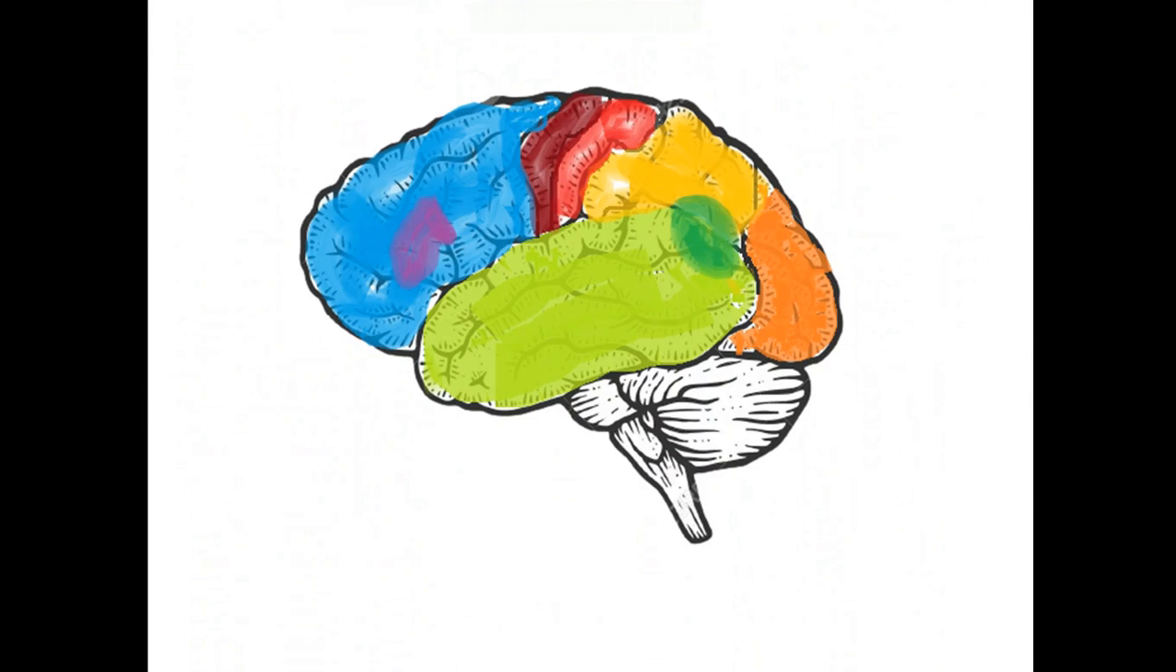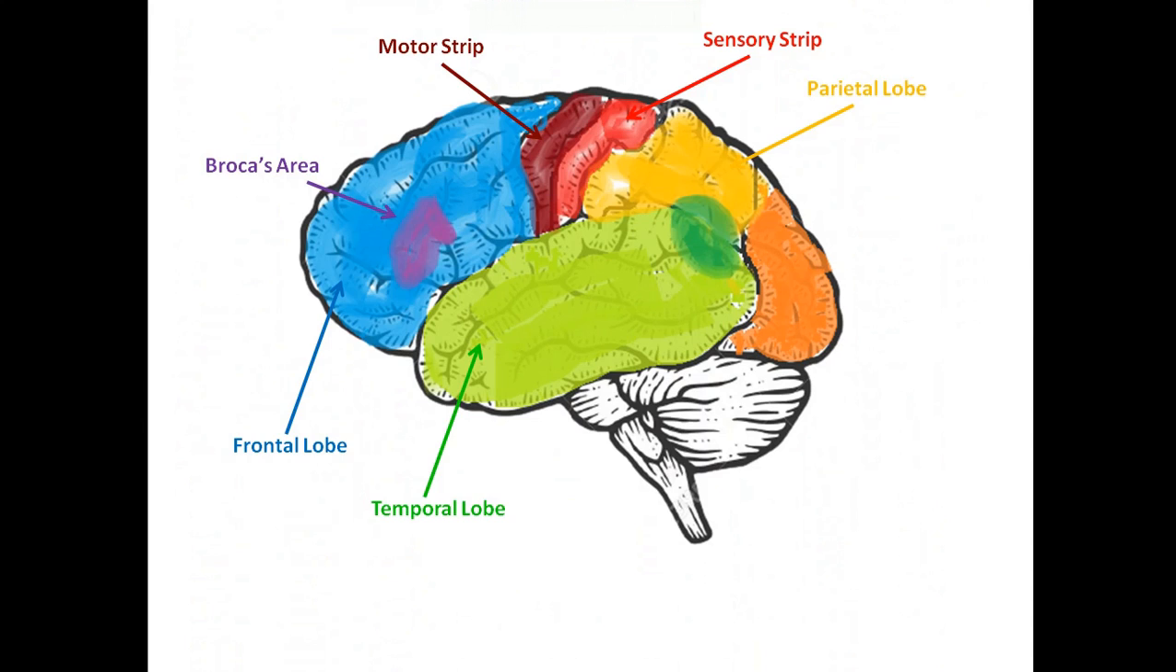Let's check out the different lobes of the brain in this colorful picture. Temporal lobe, frontal lobe, Broca's area, motor strip, sensory strip, parietal lobe, Wernicke's area, and finally the occipital lobe. You may take a screenshot of this picture, because you may need it later.